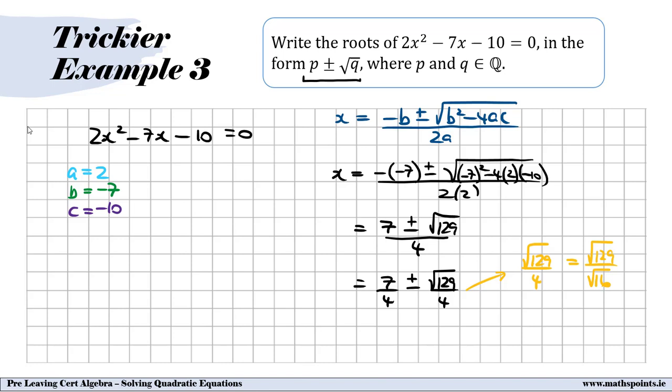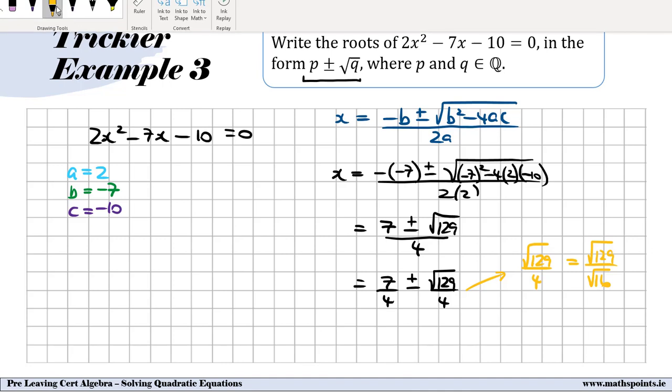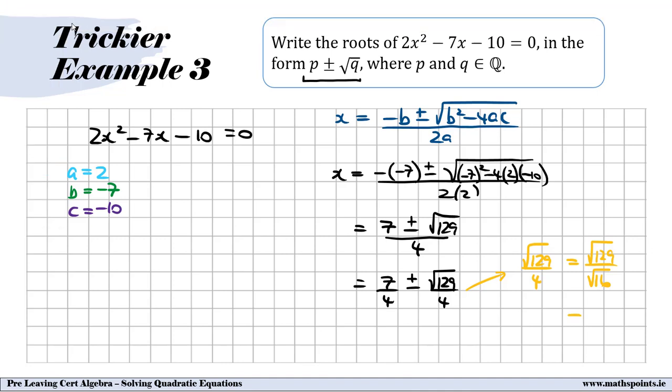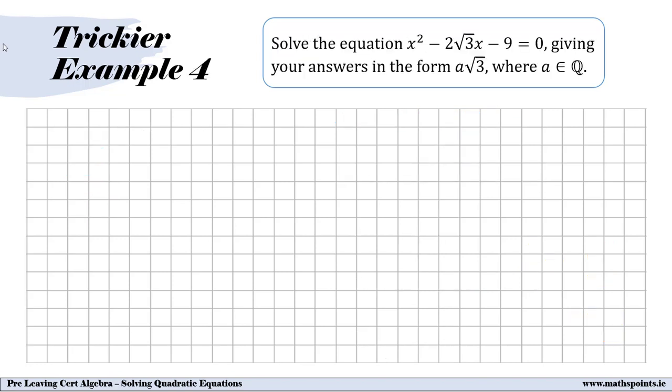And then once a surd is over another surd, one of the rules of surds says we can join those by putting them under the one surd. So that's the root of 129 over 16. So just to give my final answer, it's going to be 7 over 4 plus the root of 129 over 16. And we can see that this is in the correct format, p plus root q, where p and q are rational numbers.